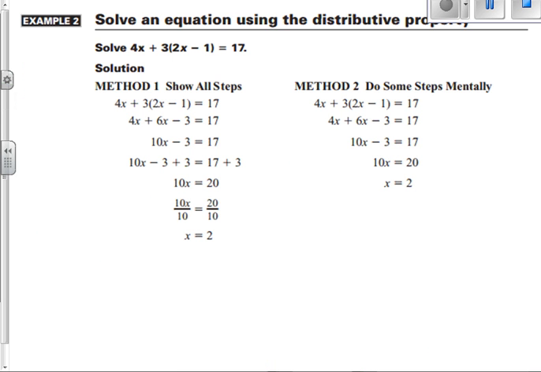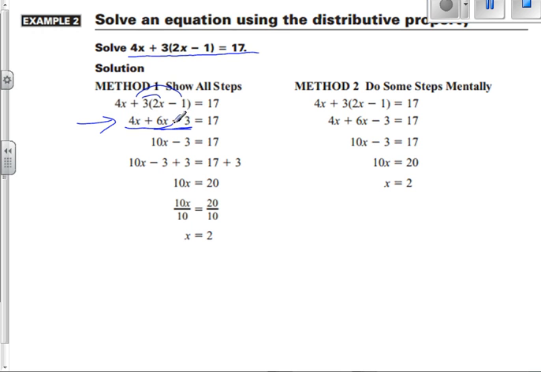See what's next. All right, so solve an equation using the distributive property, all right? So here's our equation right here: 4x plus 3 times in parentheses 2x minus 1 is equal to 17. So we have one method. So we have 4x plus 3. We go ahead and do the distributive property. That's this piece right here after we distribute the 3. So you have 4x plus 6x minus 3 is equal to 17.